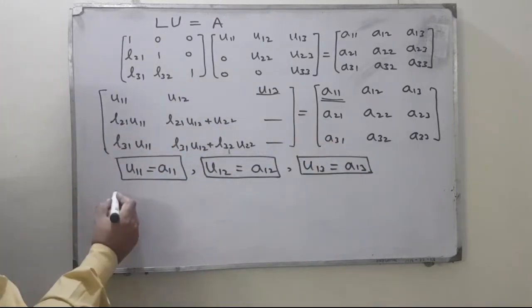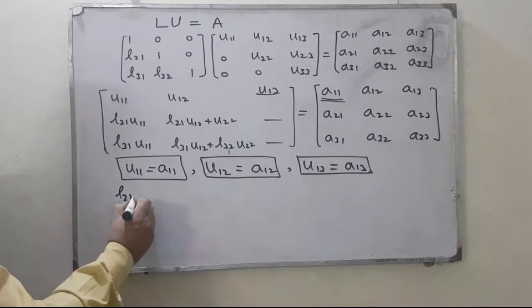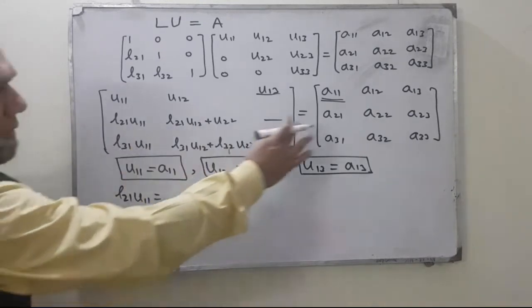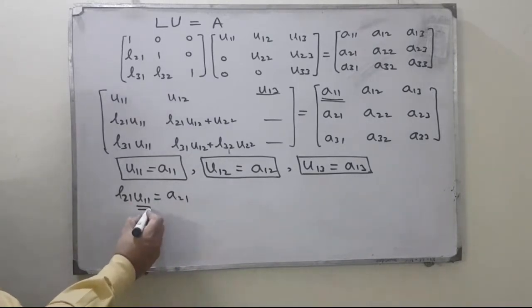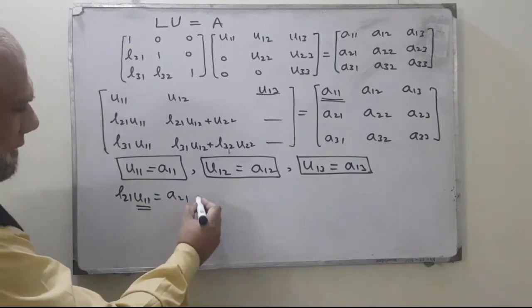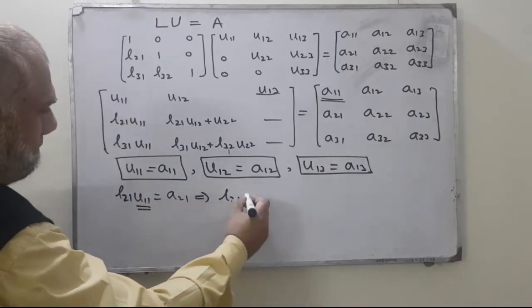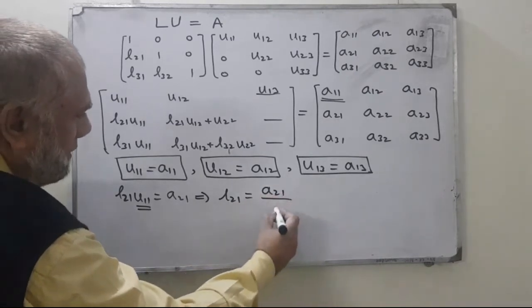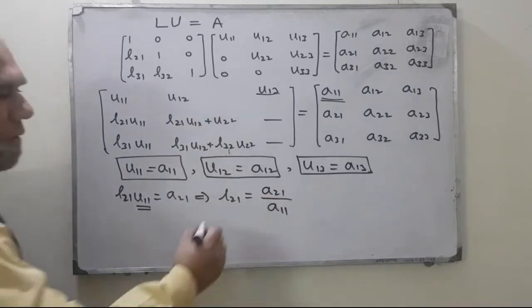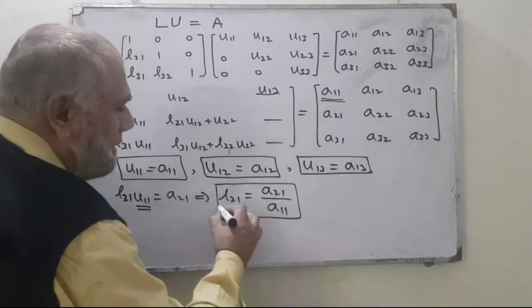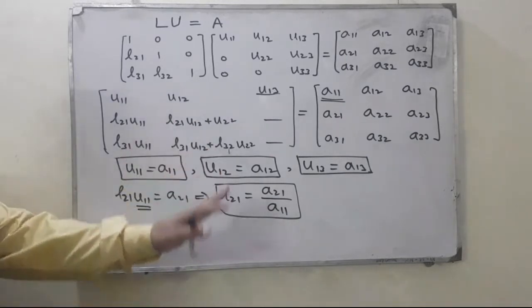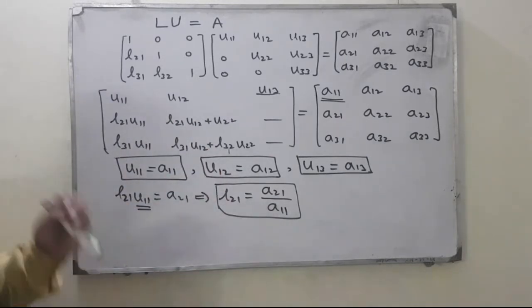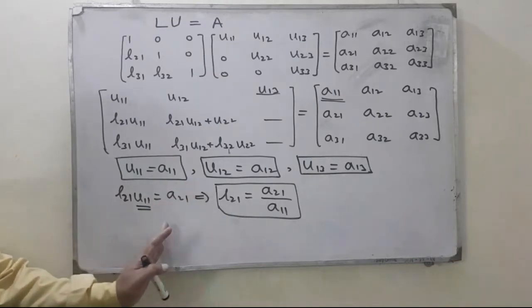Similarly, if I take this entry, L21 U11, this will be equivalent to this A21. From here, you already know the value of U11, which is A11. I can substitute it here and transfer it to the right side, this gives you L21 is equal to A21 over A11. So we got one more unknown. And on the same pattern, if you proceed along the same lines, you will be able to find all these unknowns yourself. So this is the way through which we can obtain L and U.